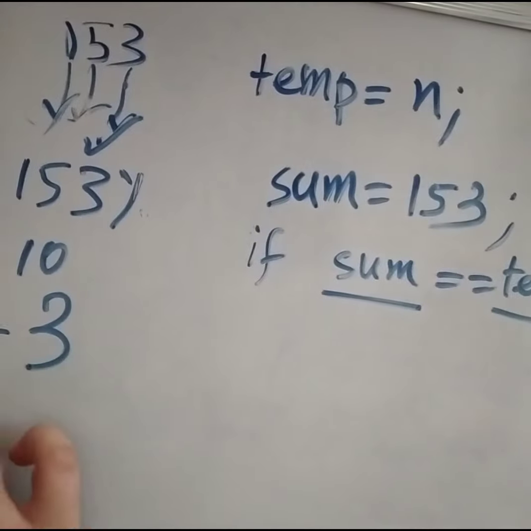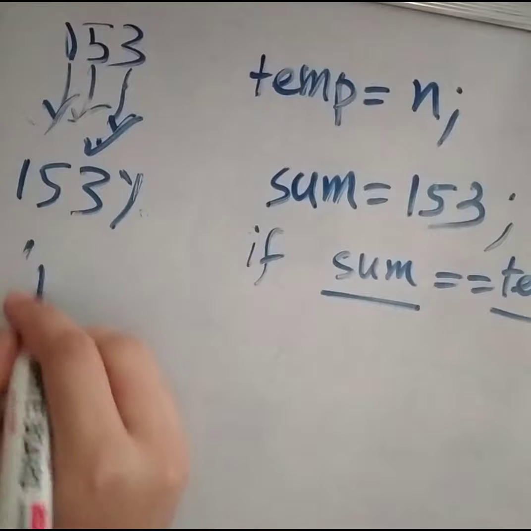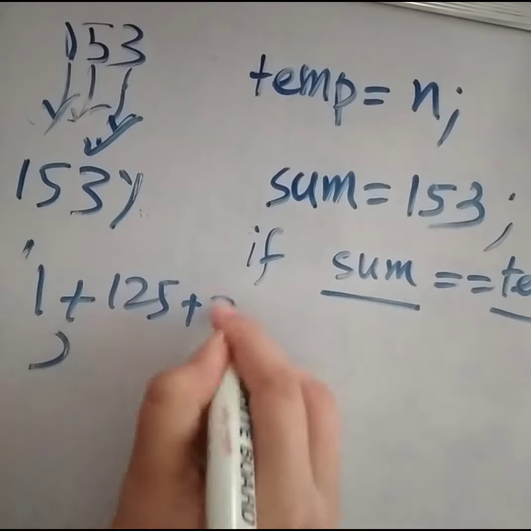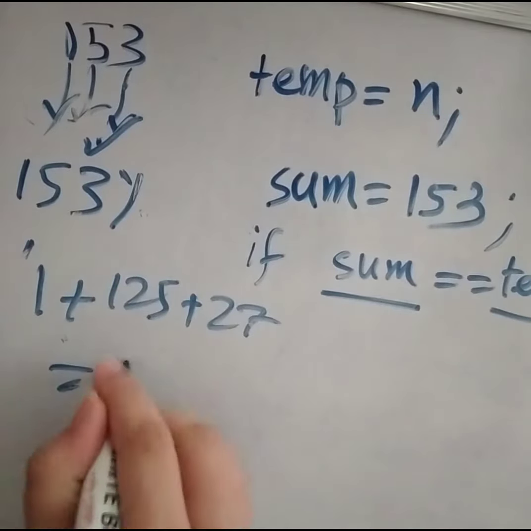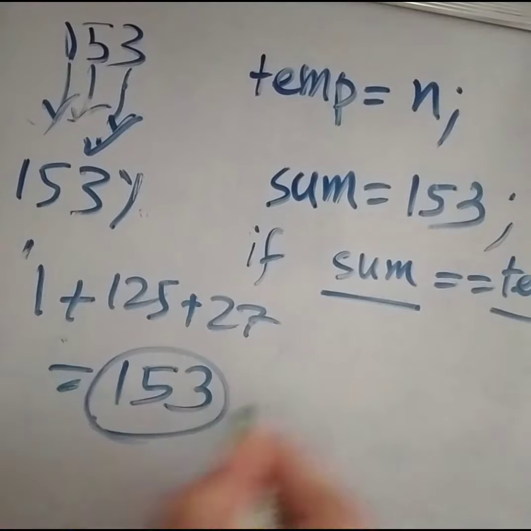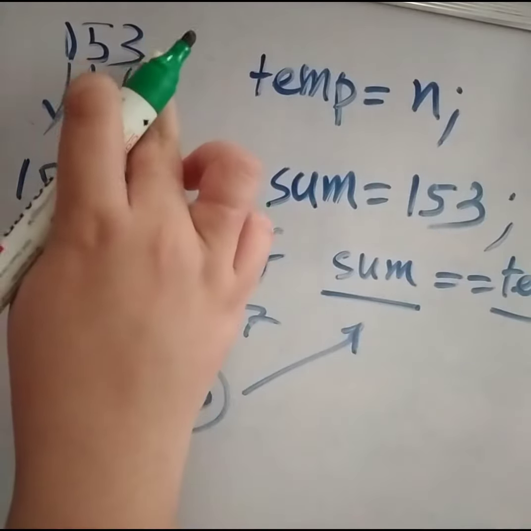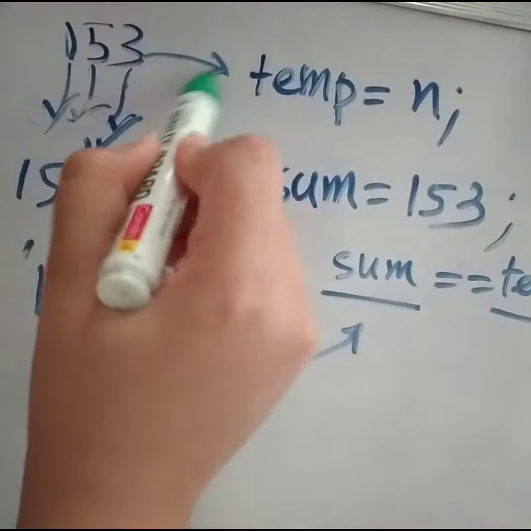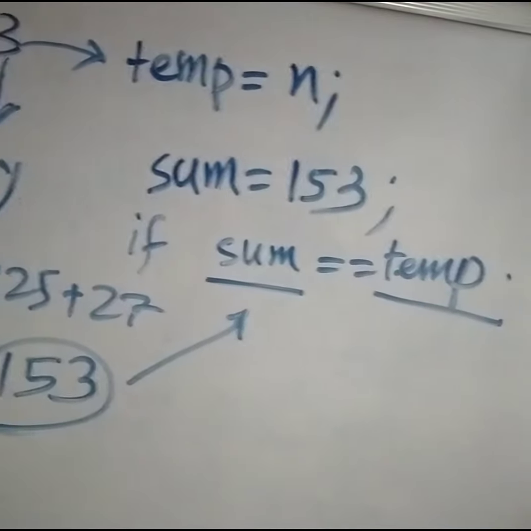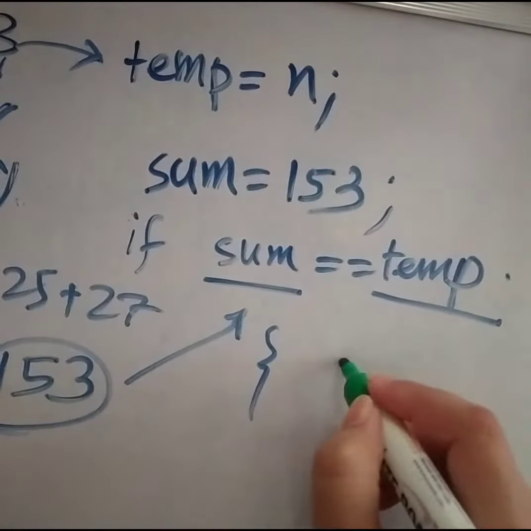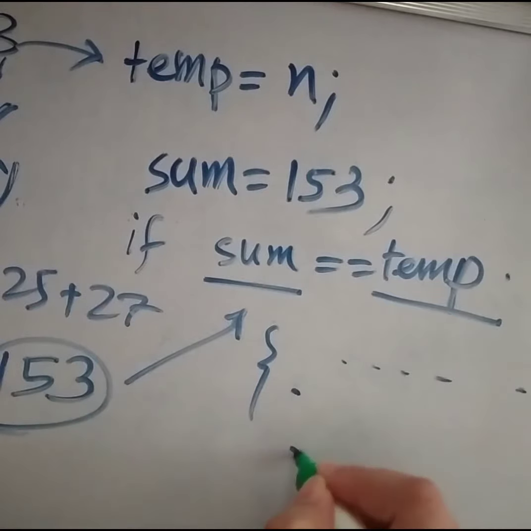So the sum was basically 1 plus 125 plus 27, which is equal to 153. Is this sum equal to temp? Temp was also 153, the initial number. If it is so, then we can print that yes, the number is an Armstrong number, and you are done.